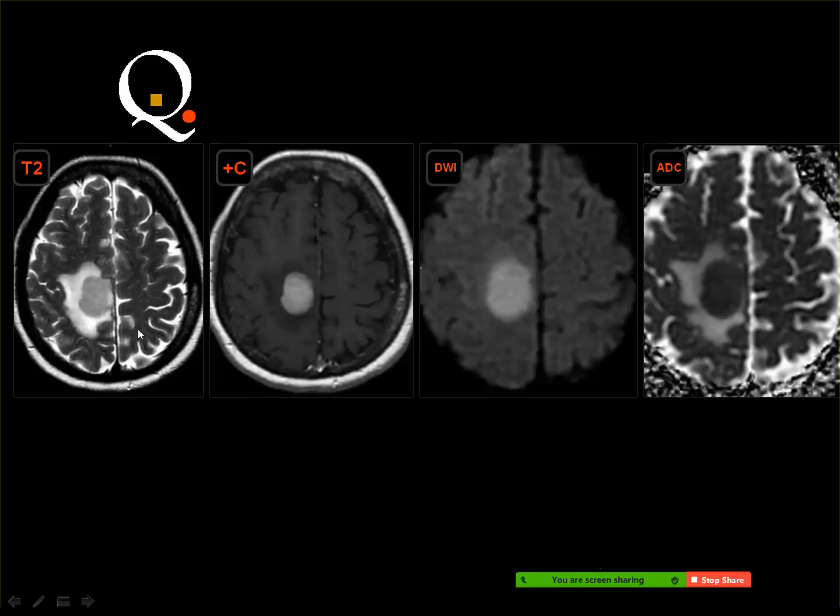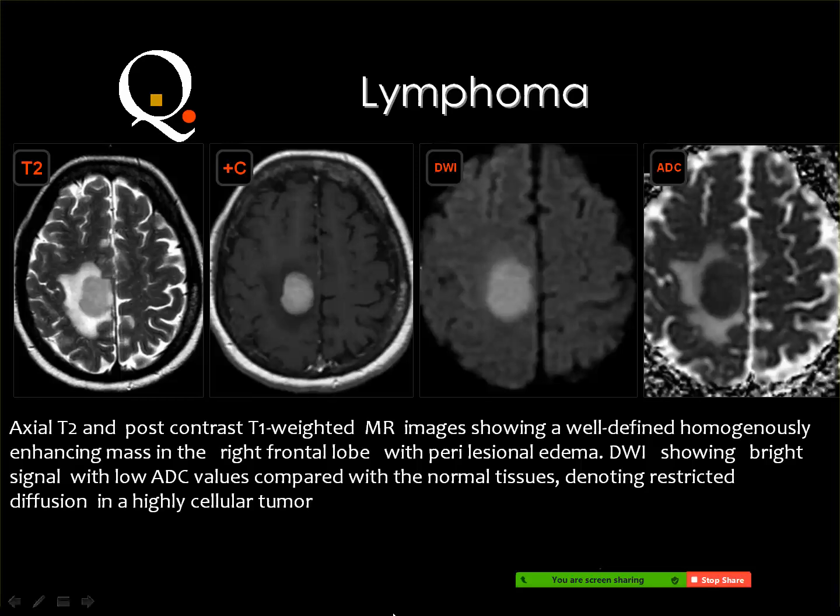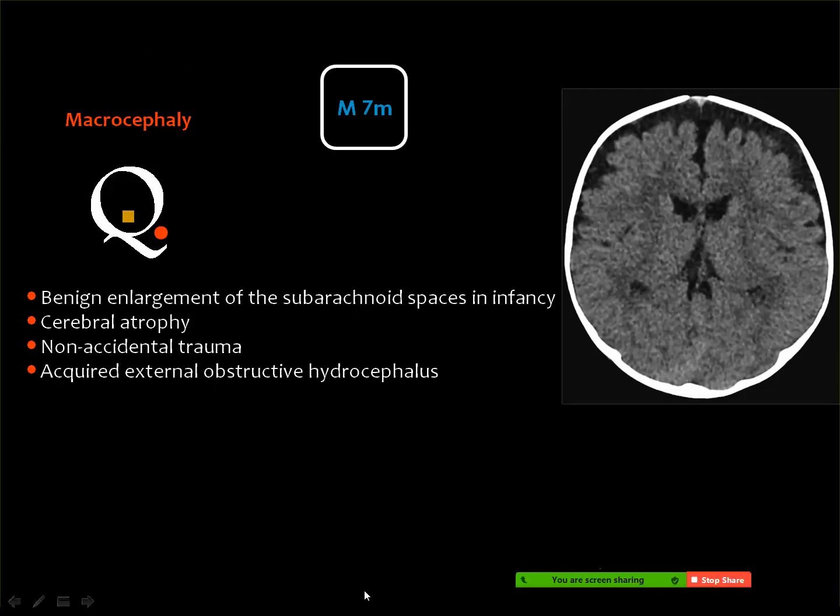This is T2, post contrast and diffusion. Lymphoma. Yes, and this is a spot case of lymphoma because of diffusion restriction and inhomogeneous enhancement. And this is a male child, 7 months old, with macrocephaly.